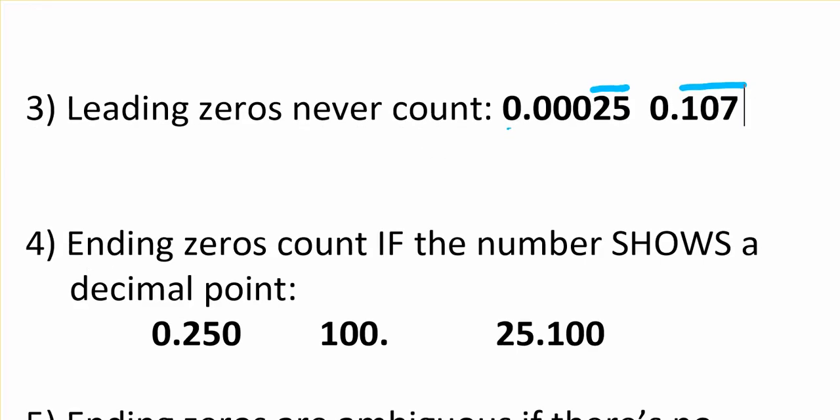Okay, ending zeros count if the number shows a decimal point. If you see the dot, you have to actually see the dot, there it is, then ending zeros count. So these 3 count. Leading zeros never count. This ending zero counts. This looks kind of funny, 100 dot. Well, that dot makes these digits significant, so it's important. And then, of course, all of these are significant.